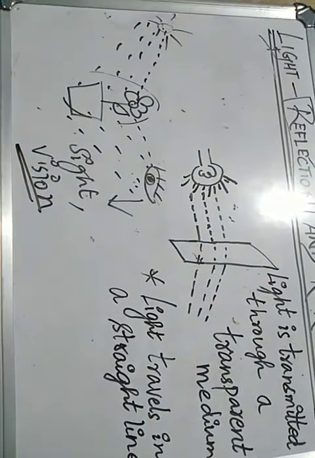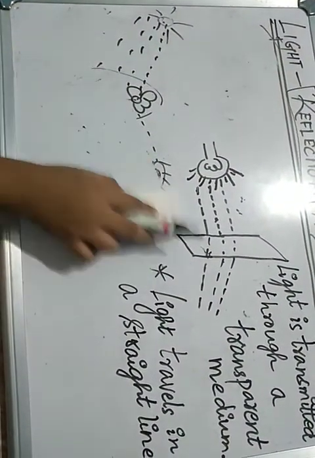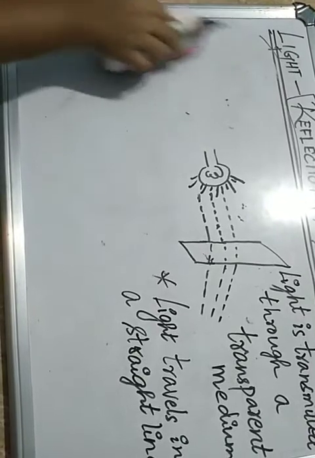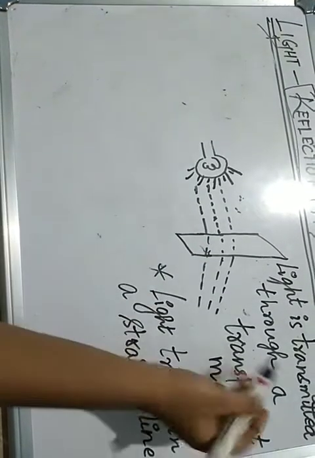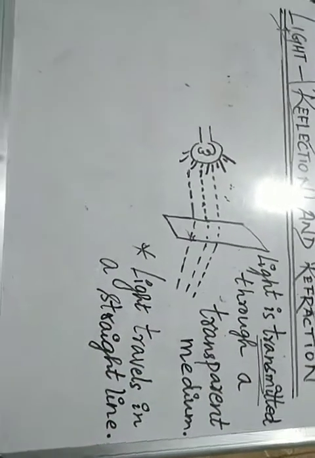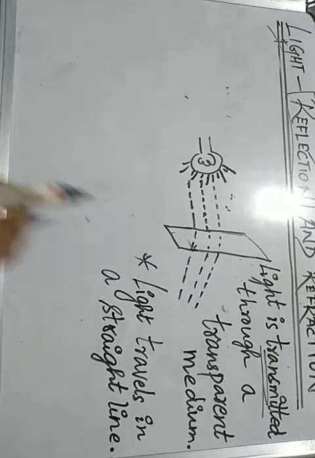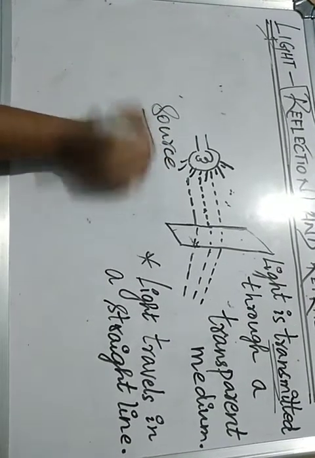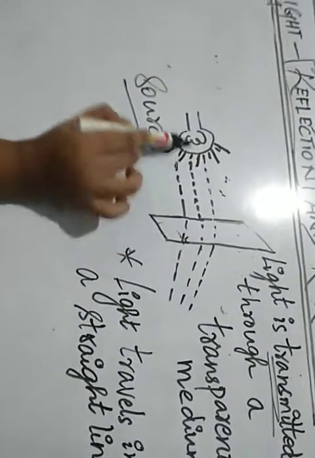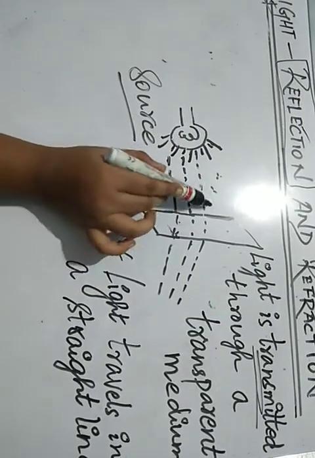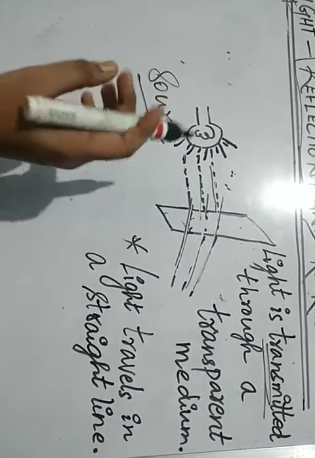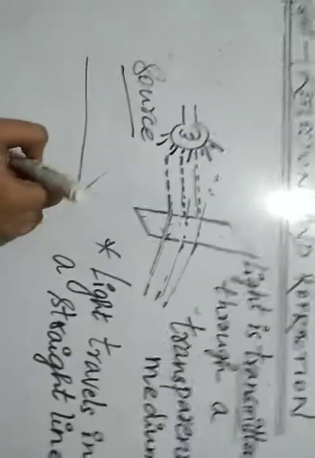Now you may ask me, how are we able to see through a transparent medium? The answer is that light is transmitted through a transparent medium. Just consider this to be a transparent medium, and this bulb to be a source of light. When the light rays go to the transparent medium, they are transmitted. The light rays can pass easily through this transparent medium. This is why we can see through a transparent medium. We do not see it like an object, we just see through the transparent medium.